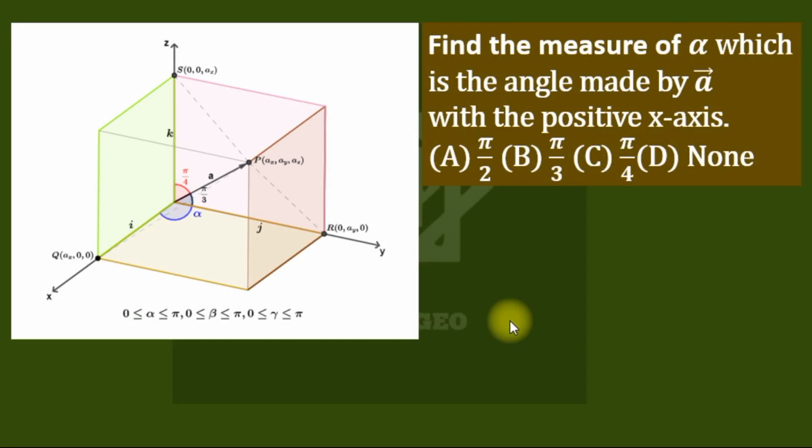Find the measure of alpha, which is the angle made by vector A with the positive x-axis. So we're going to use a special property for direction cosines. There is a property that we use, but before then, let's show or prove the property.